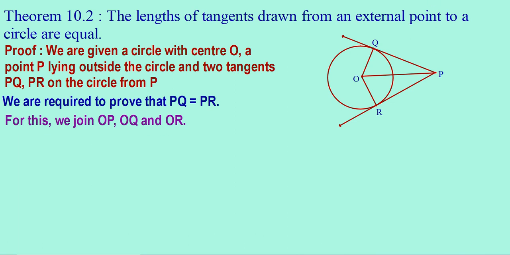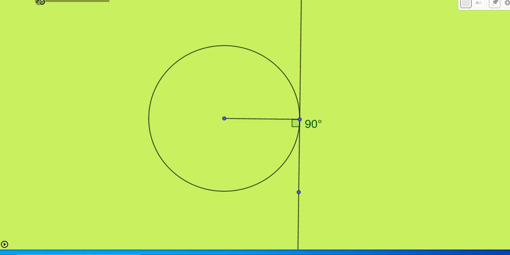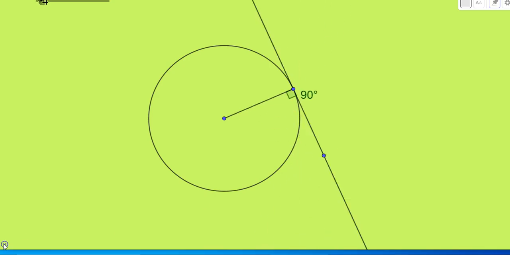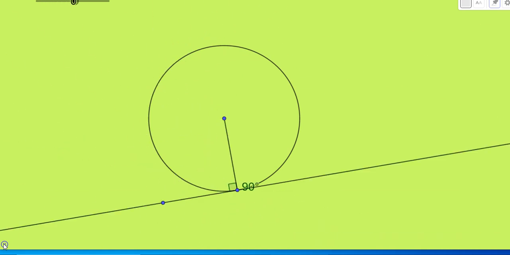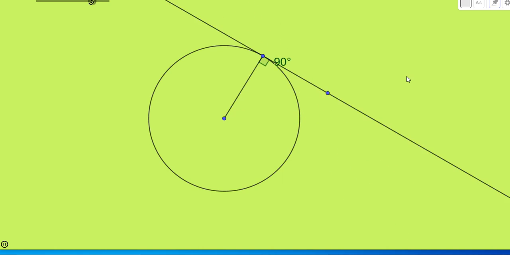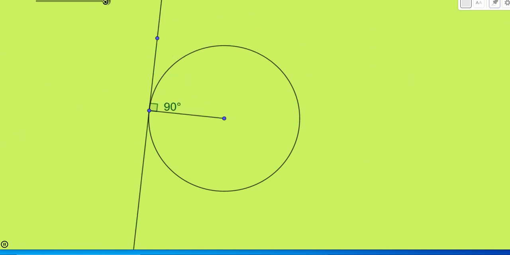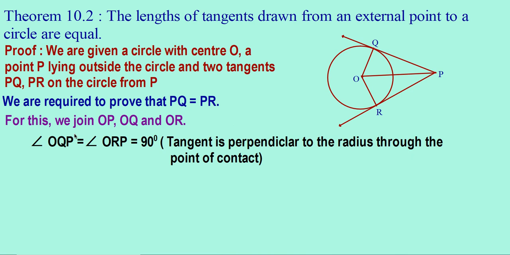Now, what about angle OQP and ORP? You know that tangent is perpendicular to the radius through the point of contact. So we can write angle OQP is equal to angle ORP is equal to 90 degrees. Reason: tangent is perpendicular to the radius through the point of contact.